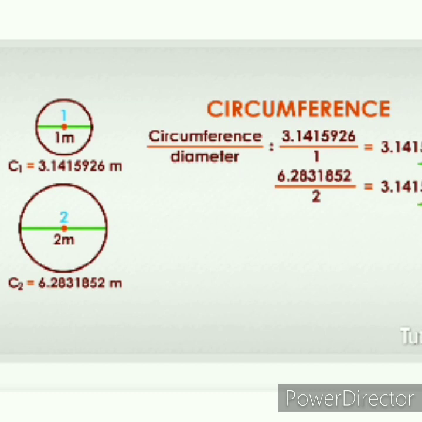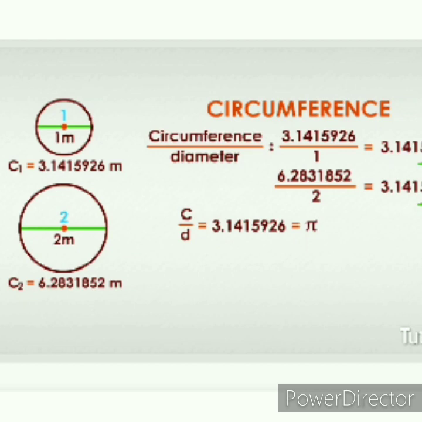Did you notice anything? The ratio of the circumference C to diameter D of both circles simplifies to the same value, 3.1415926. C divided by D equals 3.1415926. The ratio of the circumference of any circle to its diameter is always the same value, 3.1415926, named using the Greek letter pi, which looks like this. This is the formula for pi.